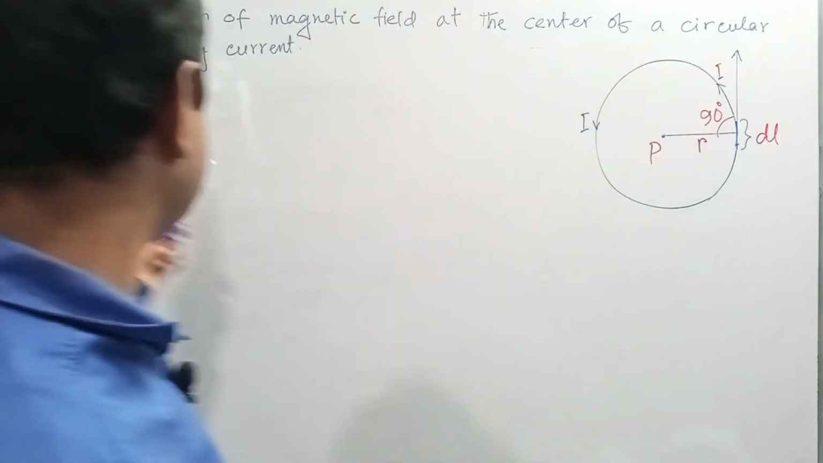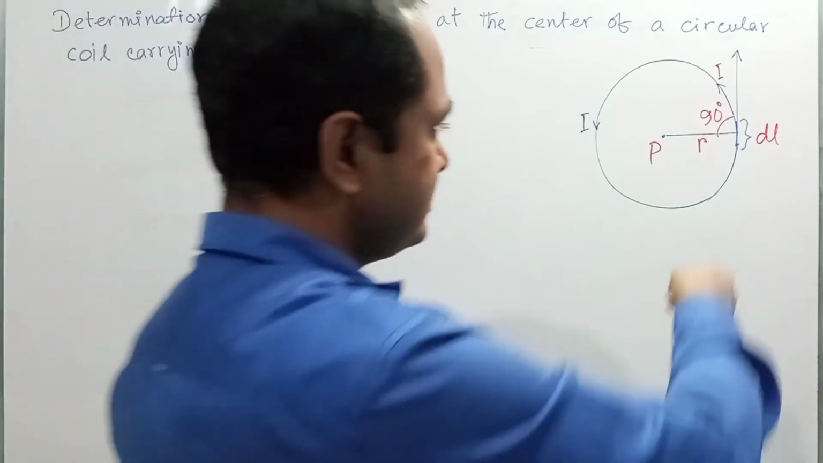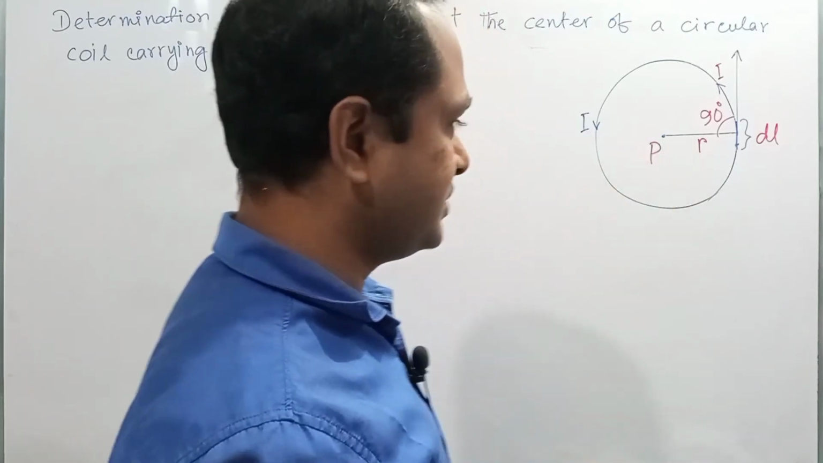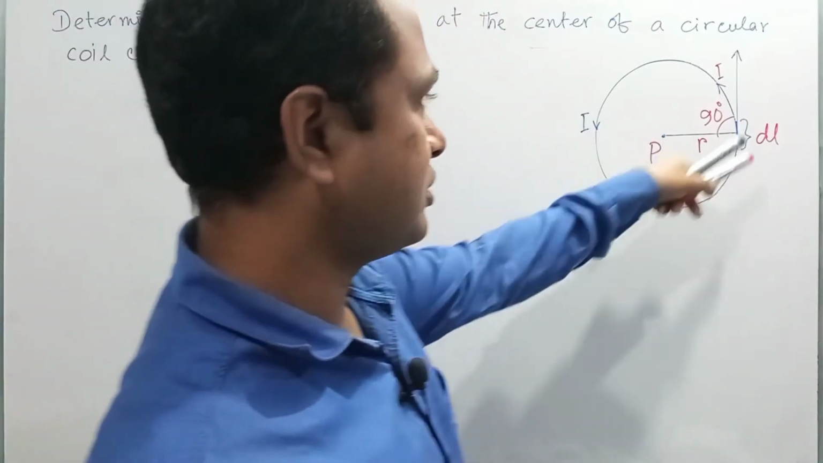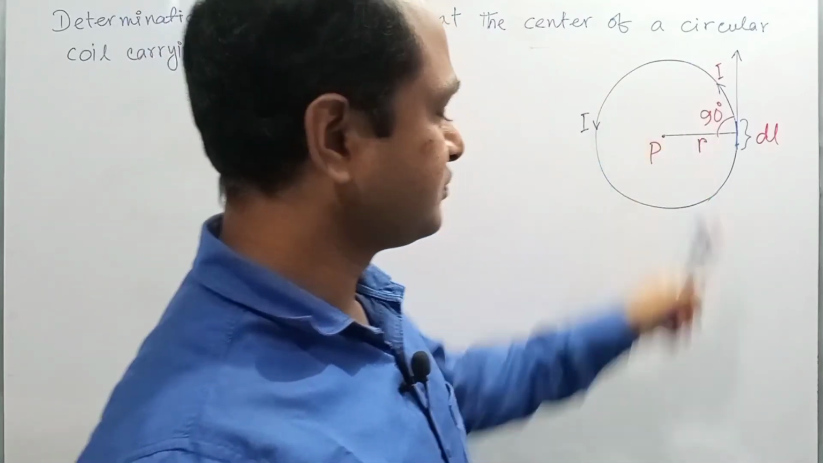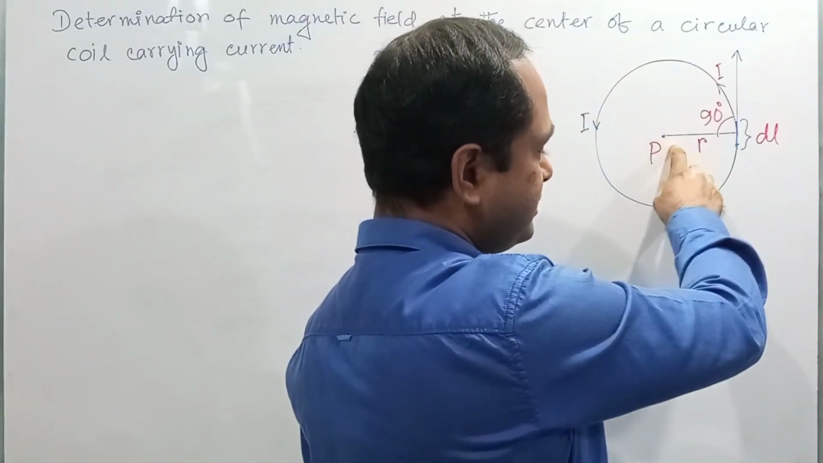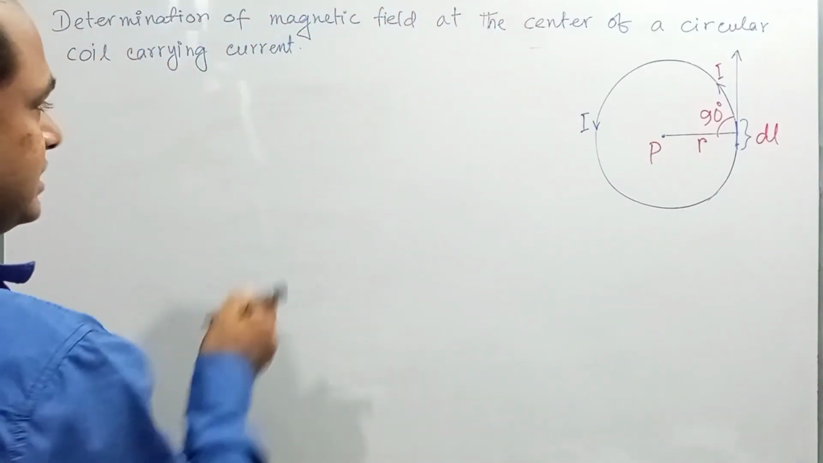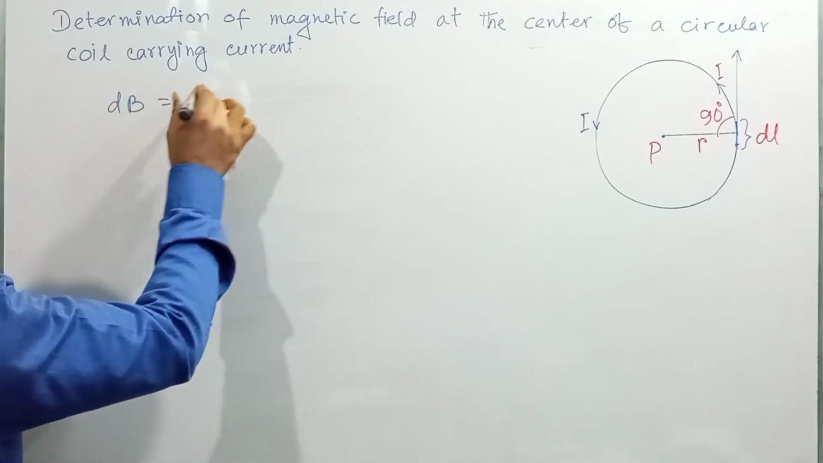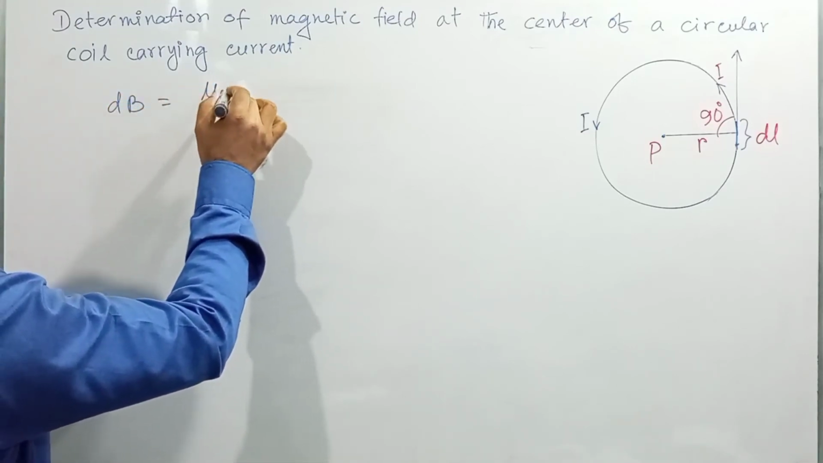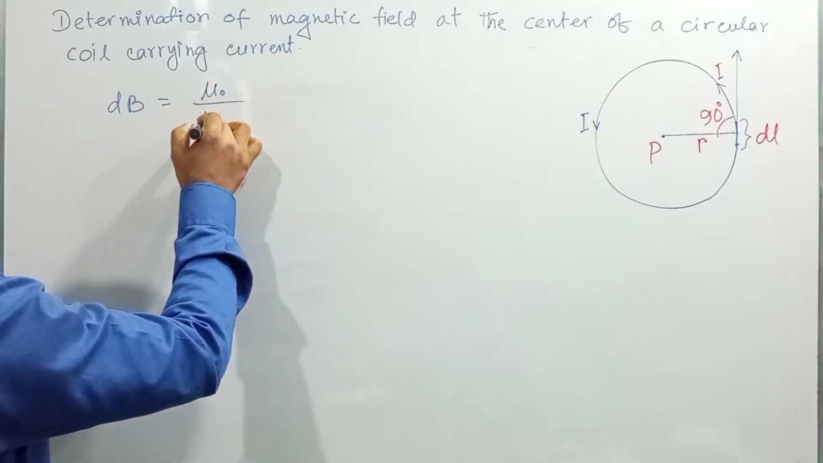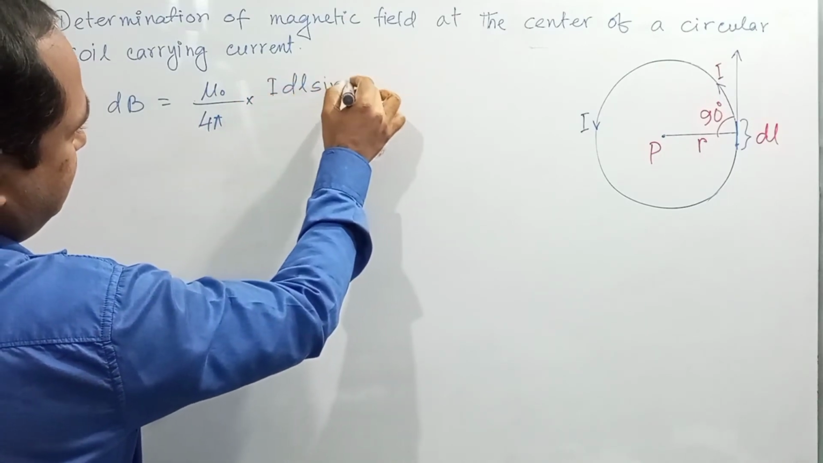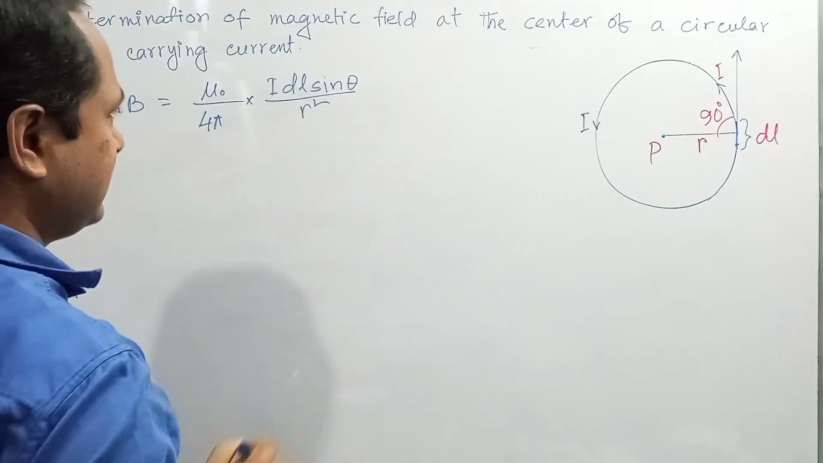Right, dear student, our next application of Biot-Savart law is the determination of the magnetic field at the center of a circular coil carrying current. If we consider this circular coil carrying current, whose radius is r and center is P, and the current passing through the wire is I, then the magnetic field intensity at point P due to the length dl, according to Biot-Savart law, we can write dB is equal to mu naught divided by 4 pi into I dl sine theta divided by r square.